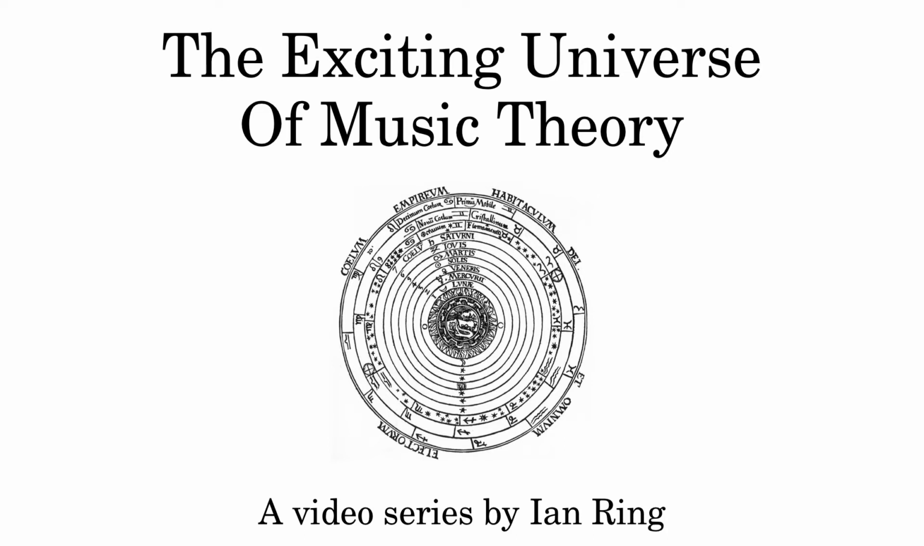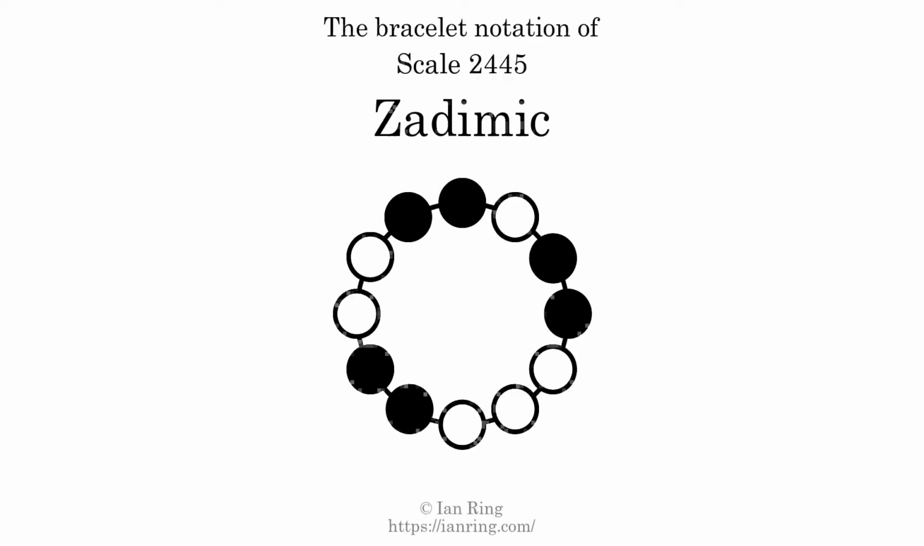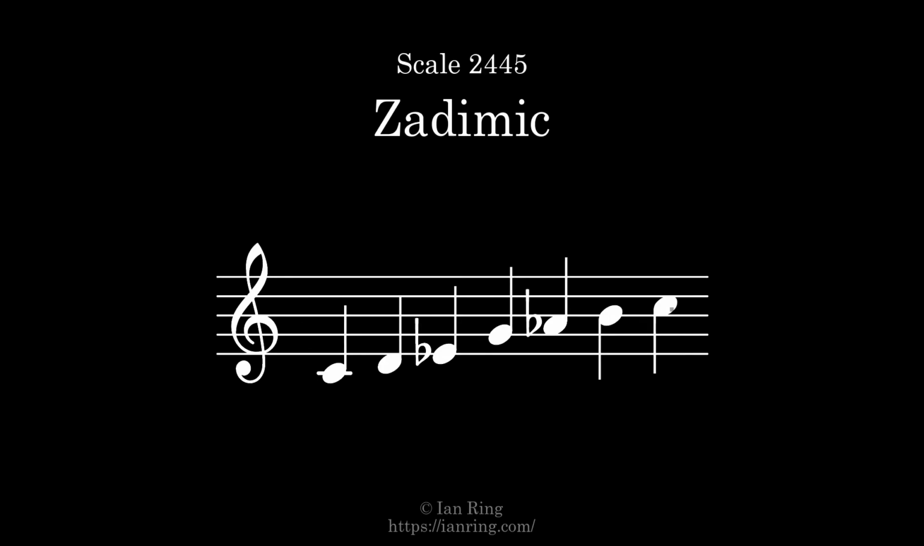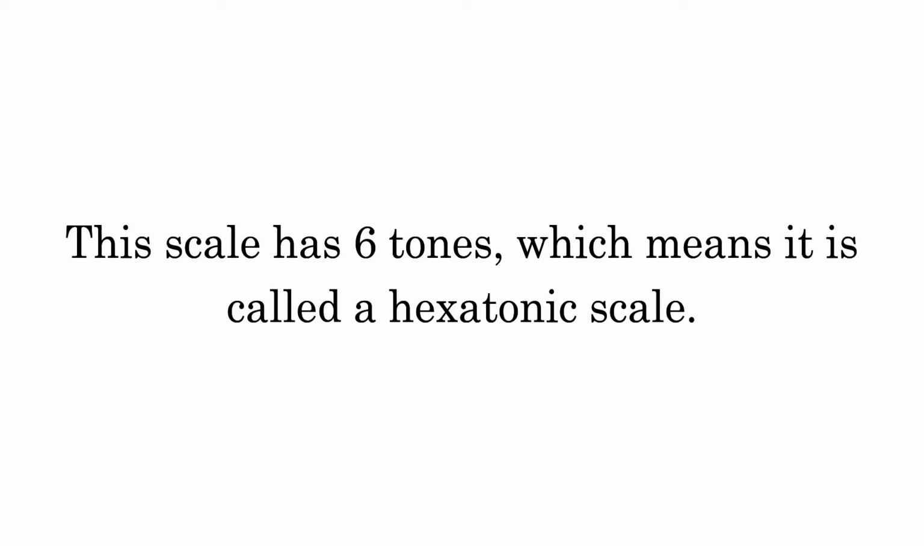Then let's begin. Today we will talk about scale 2445, Zadimic, which sounds like this. This scale has 6 tones, which means it is called a hexatonic scale.